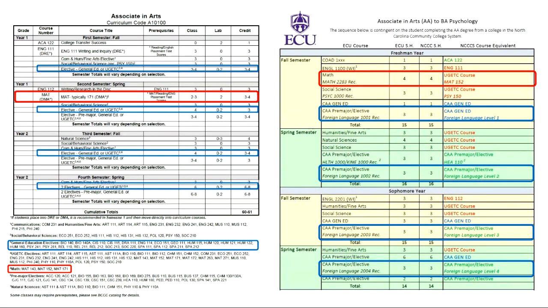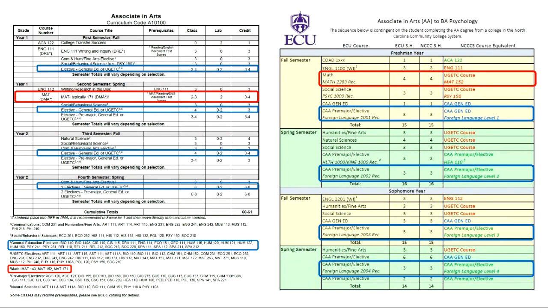They recommend Math 171, but if we look at the university requirements for the psychology degree, they actually recommend Math 152. So now I've got a decision to make. I'm going to see if I did take the 152, would it count for both my bachelor's in psychology and my associate in arts? So if I look at the fine print at the bottom, do they accept Math 152 for my associate's?